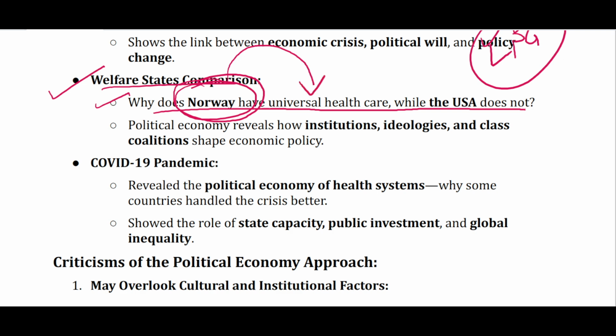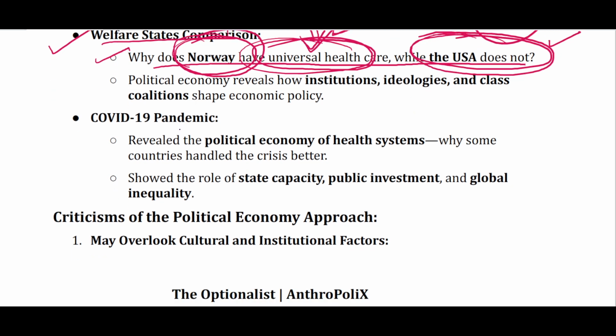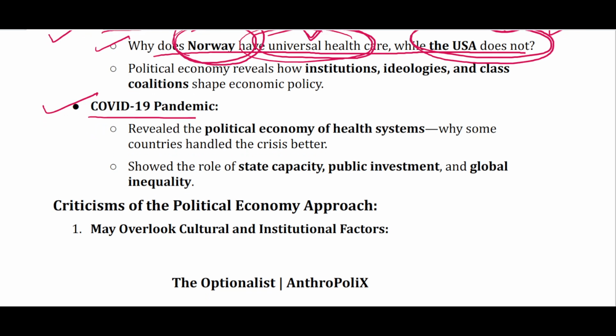So this model also looks at why Scandinavian countries are able to provide universal health care in their country, whereas the USA की इकोनॉमी नॉर्वे के कंपैरिजन में बहुत ज्यादा है, मल्टीपल टाइम. बट सो जो ये छोटी कंट्रीज हैं, दे आर एबल टू प्रोवाइड सच बेनिफिट while our economic hegemon is not capable of doing so. Where it also studied the COVID-19 pandemic, the political economy of health system, why some countries handle the crisis better.